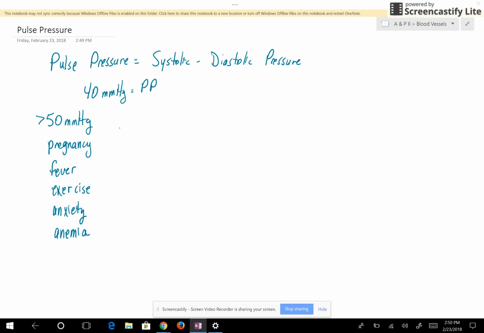Abnormal reasons why the pulse pressure would be high would be an increased intracranial pressure. Intracranial pressure is saying in the cranium, inside of the cranium, you have an increased pressure, and that could be caused by several factors, but a very common one would be a head injury or a bleeding stroke.